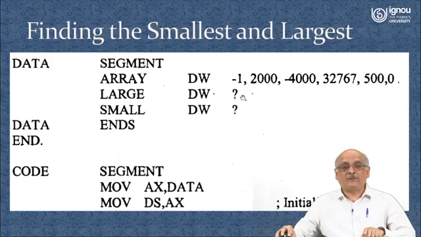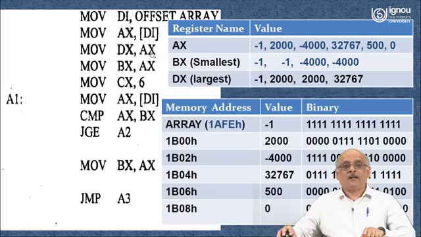Large is a value where the largest value will be stored, and small is the value where the smallest value is going to be stored. So this is my data segment, and these two instructions are very standard, so no discussion about them. Now let us discuss these data words. So now look into the addresses, 1AFE.